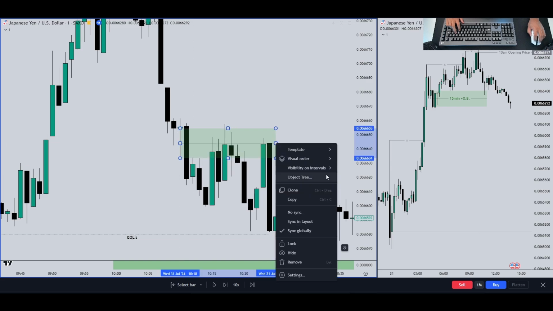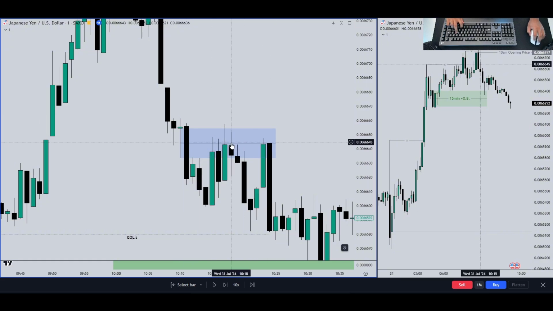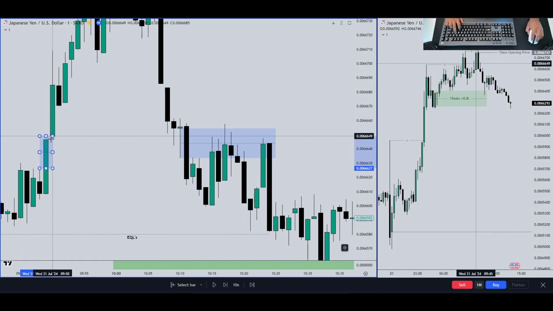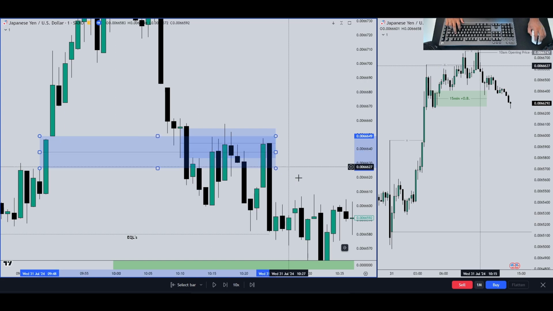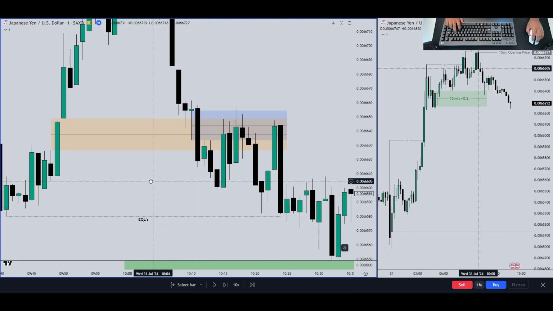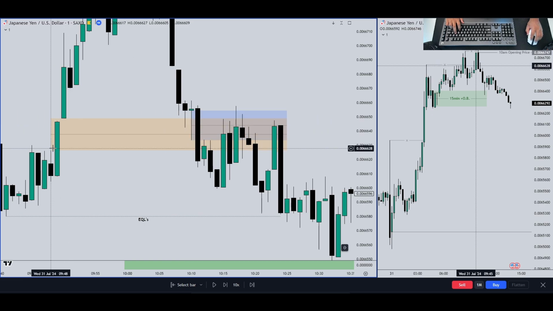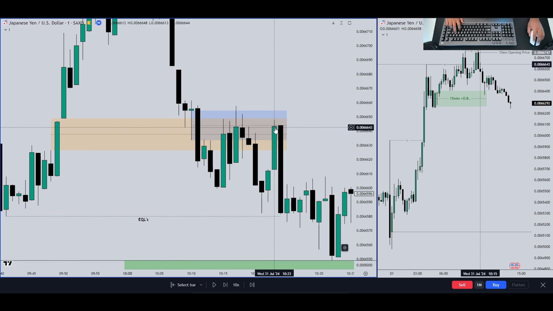ICT always talks about this in his lectures. I'm going to mark this blue. I marked my fair value gaps blue. And not only that, we have an inverted fair value gap right here. If you draw that out, I'm going to mark it yellow or orange, for example, in this case. As we can see here, price respects. Look at the bodies respecting consequent encroachment of this fair value gap here and the inverted fair value gap. Look at the bodies respecting there.